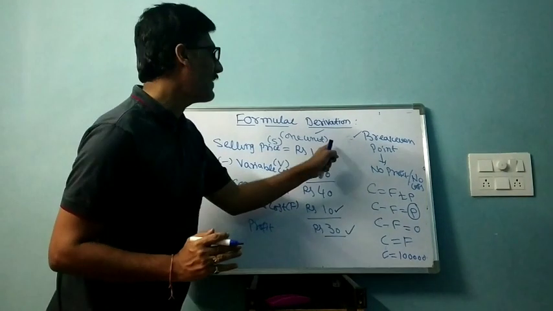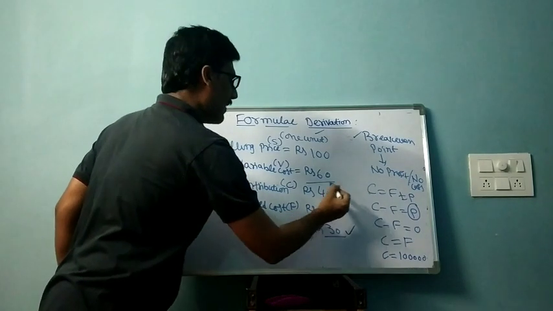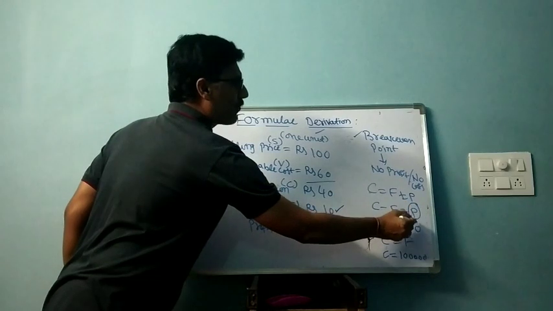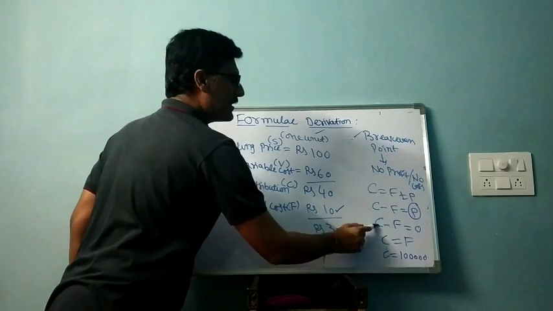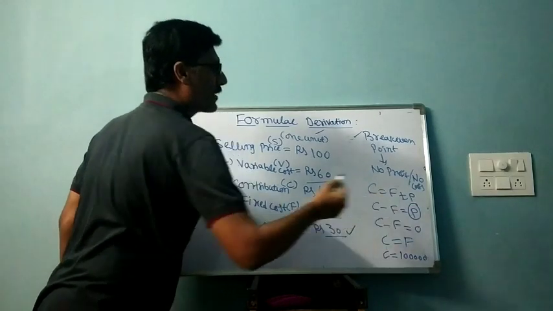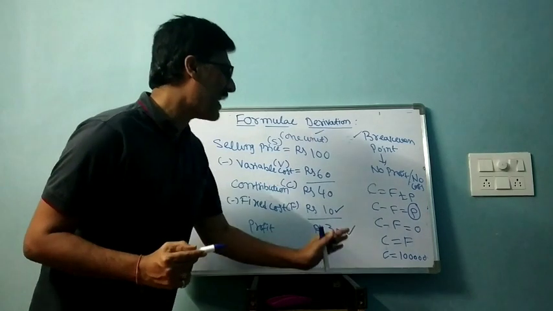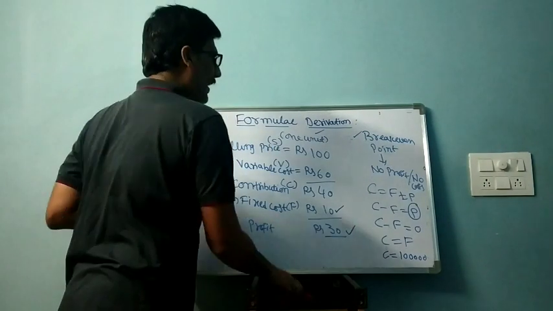The fixed cost in our example is 1 lakh. How did you get this? I have just taken C minus F is equal to P. This P portion I made it 0 because no profit portion should be 0. So C minus F is equal to 0 means C is equal to F. If you take minus F, that side will become plus. C is equal to F. So the firm should get contribution exactly equal to 1 lakh. Now for this, how to arrive at the break-even point formula?